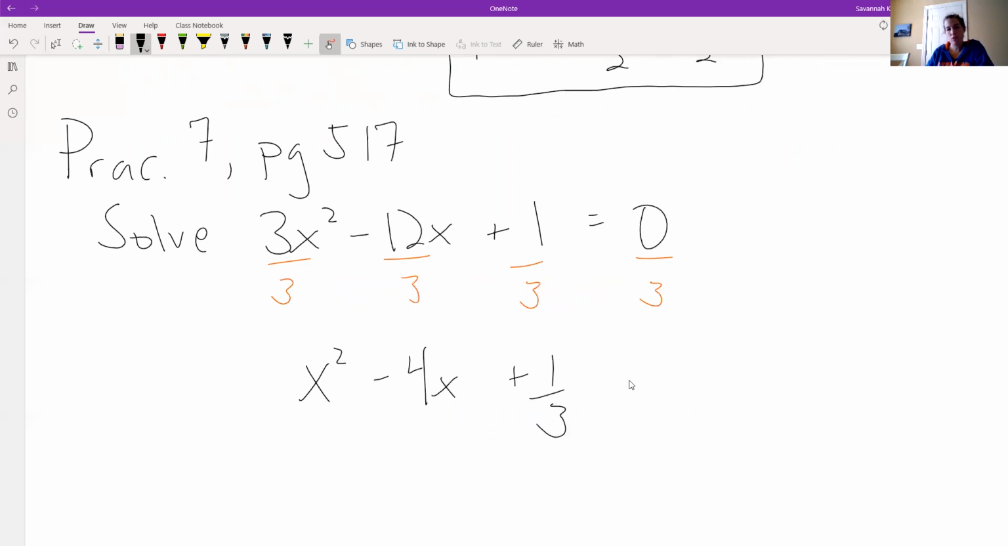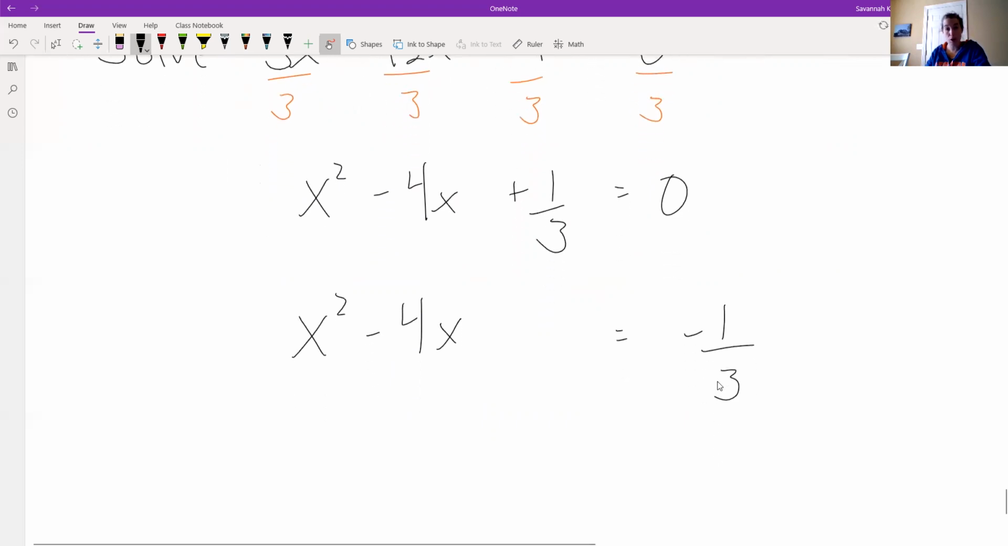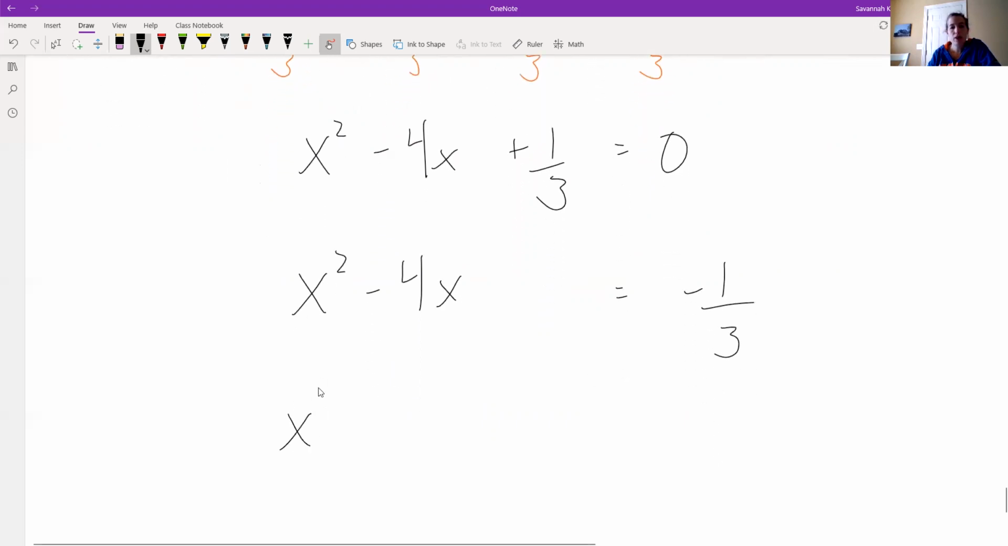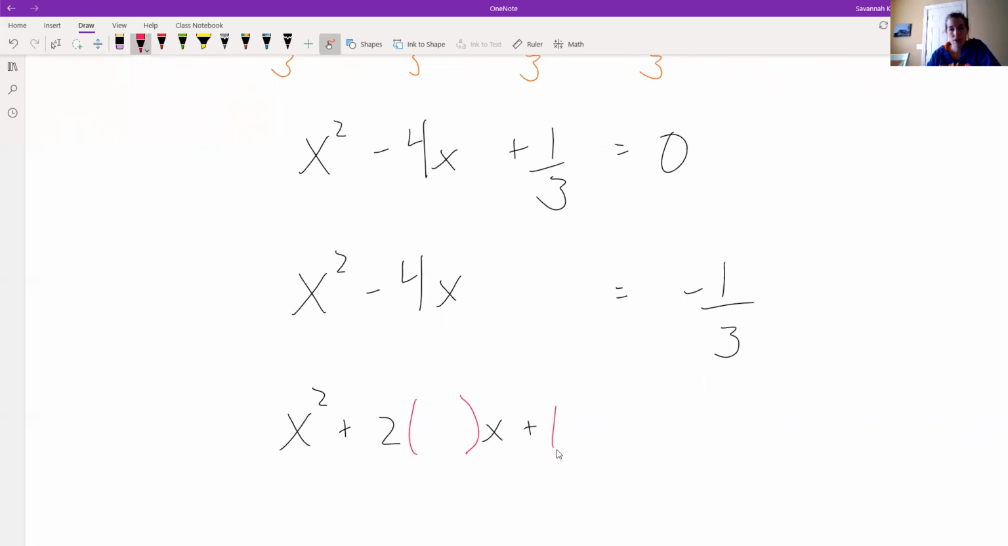X squared, plus 1/3 equals 0. And unfortunately, that creates a fraction. Even more unfortunately, when I set myself up for completing the square, it's a negative fraction now. So what I want is x squared plus 2 times a magic number with the x. Can't forget the x like I tend to do. Then we want plus magic number, whatever it is, squared to both sides.